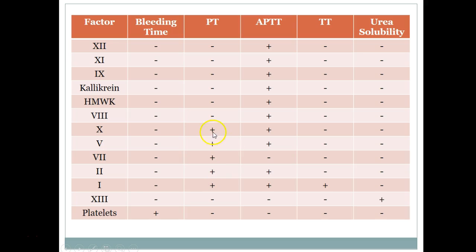So you can see just the extrinsic pathway here has the pluses, whereas the APTT, another commonly ordered test, is going to test the intrinsic pathway, which is the bigger of the two pathways. So everything except that 7. Now, you might be thinking, well, I know 13 is involved in both extrinsic and intrinsic pathways because it helps stabilize the clots, the fibrin clot, but it actually does not get tested for by either one of those.